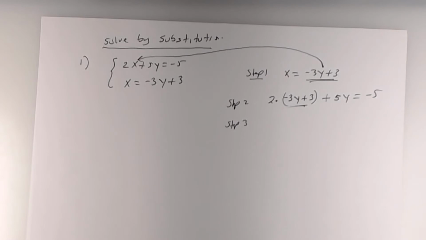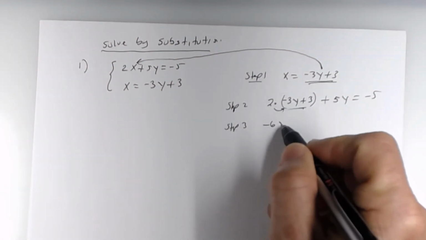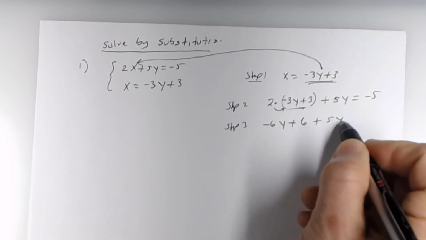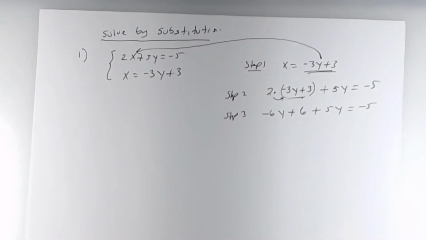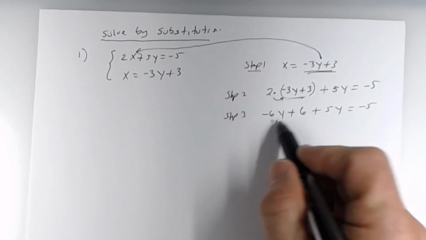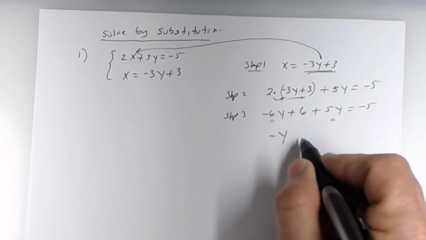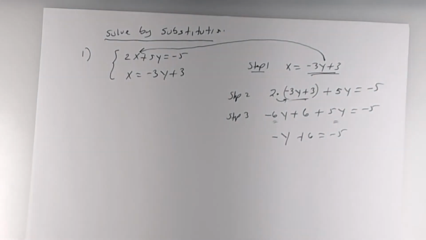Okay, now, how do I solve this linear equation? Distribute. So I get negative 6y plus what? 6 plus 5y equals negative 5. What's the next step? Combine like terms. What's negative 6y and positive 5y? Negative 1y, or negative y, plus 6 equals negative 5, right? Okay. What's the next step? Subtract 6 from both sides.